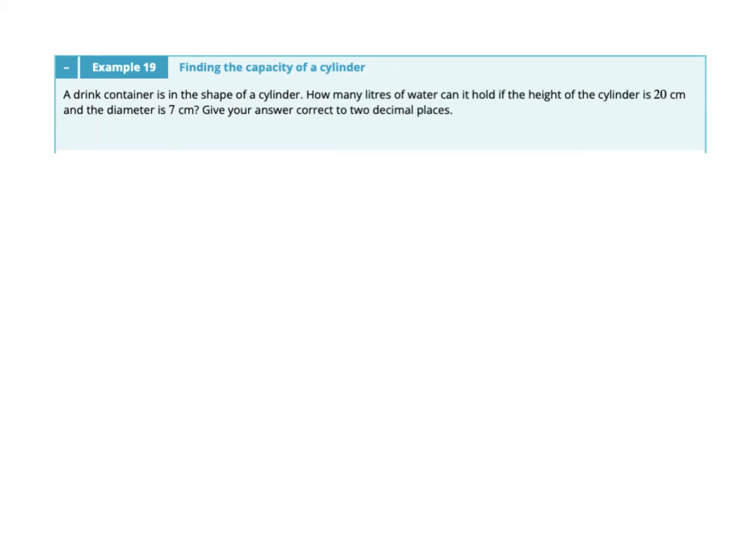Okay, the last one, finding the capacity of a cylinder. So the drink container is in the shape of a cylinder. So you know you're talking about cylinder. How many litres of water can it hold if the height of the cylinder is 20 centimetres and the diameter is 7 centimetres? Give your answer to 2 decimal places. So just be careful. They want how many litres. So remember, just write that up there. Litres is the question.